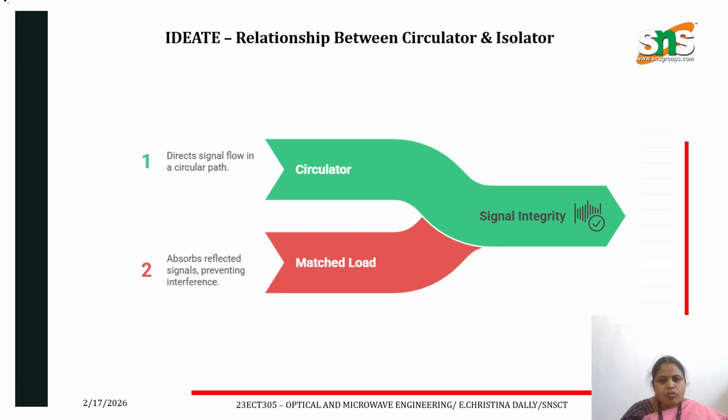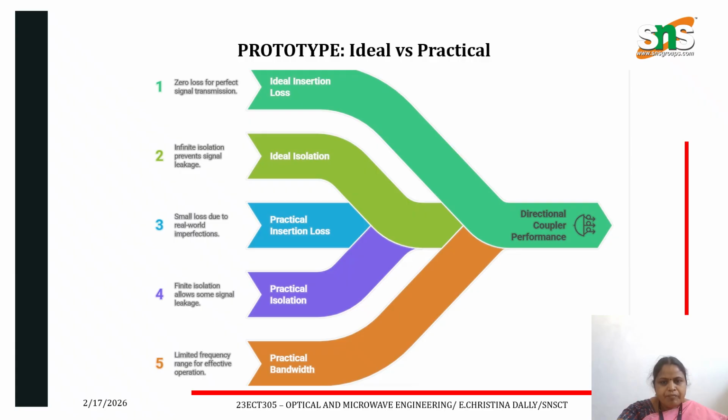Coming to the relationship between the circulator and isolator, signal integrity is very important. Suppose we take the circulator, it will direct the signal flow in a circular path. But in the case of a matched load impedance, it will first absorb the reflected signals and it will prevent interference.